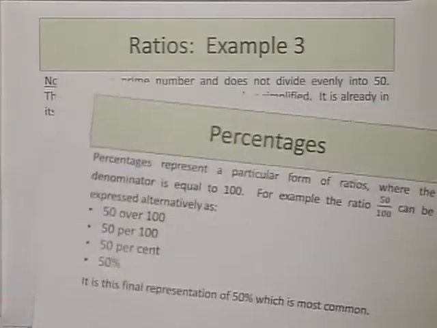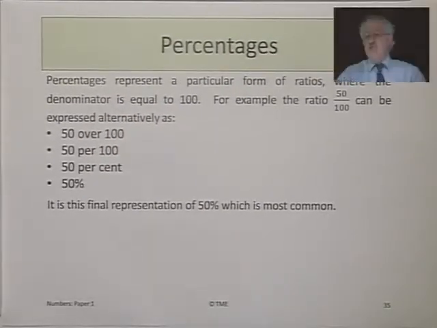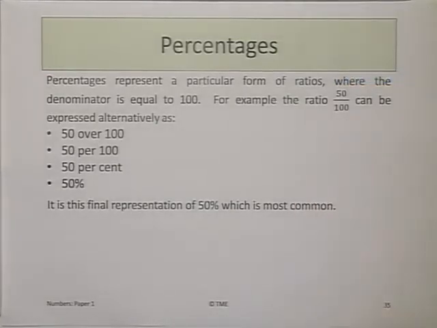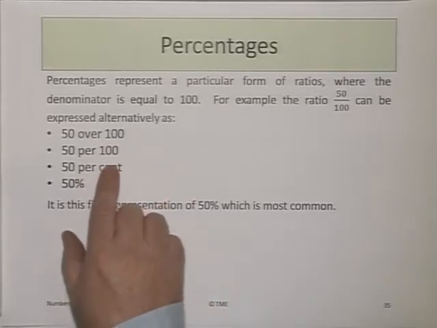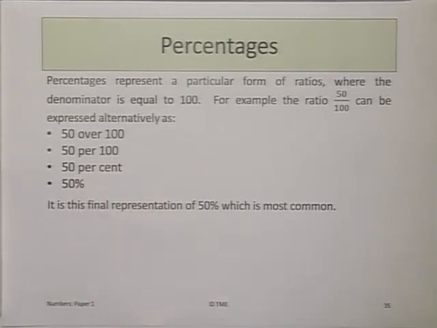Now, let's use the same technique for percentages. Percentages represent a form of ratio. It's so much over 100. 50 over 100 is a fraction. It's also a percentage. So we say 50 over 100, 50 per 100, 50%, or 50 with this symbol beside it, the percent sign.